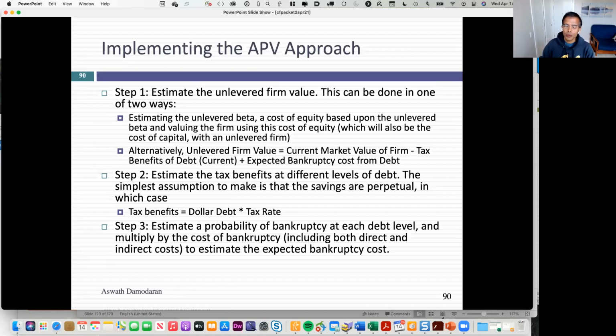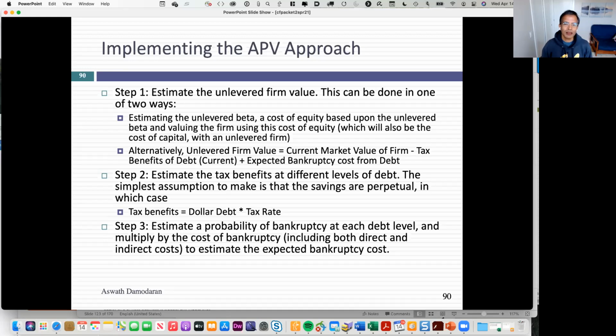Now comes what I call the nightmare portion of APV, coming up with expected bankruptcy costs. Because here's what you need to come up with an expected bankruptcy cost. You've got to assess a probability that your company will go bankrupt. Already we're talking about how do I do that? I'll give you some ways to do that, but you need a probability of bankruptcy. And second, you need to come up with the cost of bankruptcy, including those indirect costs we talked about, where people stop buying your product, your employees leave, your suppliers demand cash. That part is a nightmare to estimate.